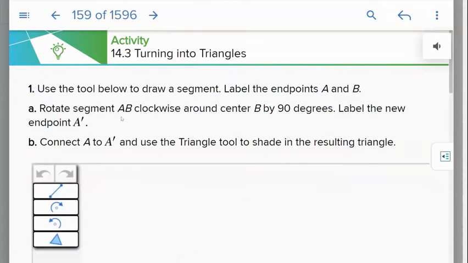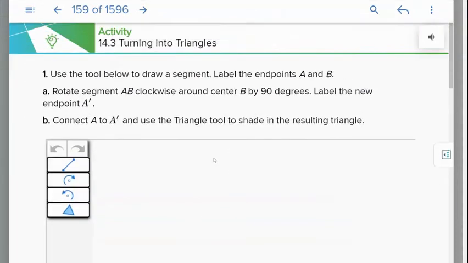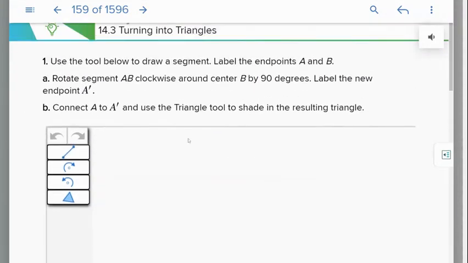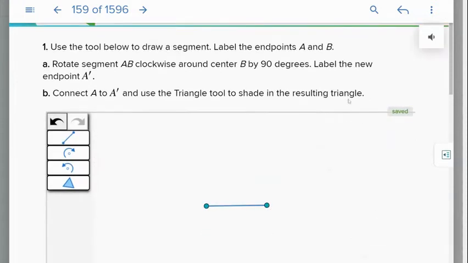All right, activity 14.3, turning into triangles. So we're going to be using our tools here. Let me zoom out. Label endpoints A, B. Okay, let's do as I say. We have 2 points, A, B. And then they said rotate segment AB clockwise around the center B by 90 degrees. So we're going to rotate.